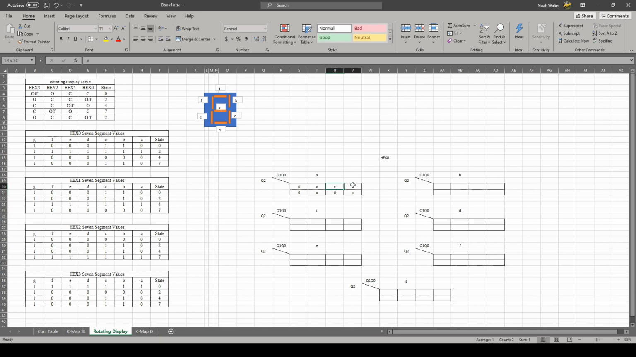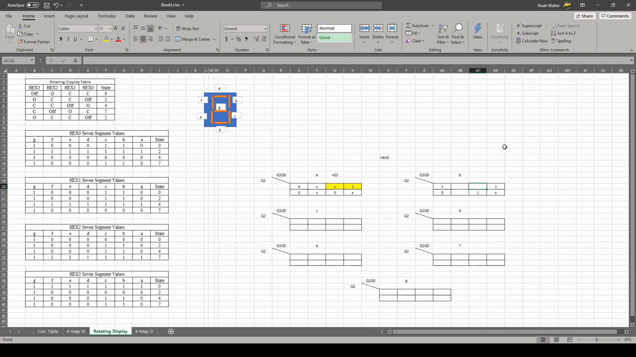Then you're going to find your biggest group, right there. And that means that A is equal to Q1. Then we're going to do the same thing for B. It is going to be a 1 at state 0. At 2 it is also a 1. At 4 it is going to be a 0. And at state 7 it is going to be a 1. And then the rest are going to be X's.